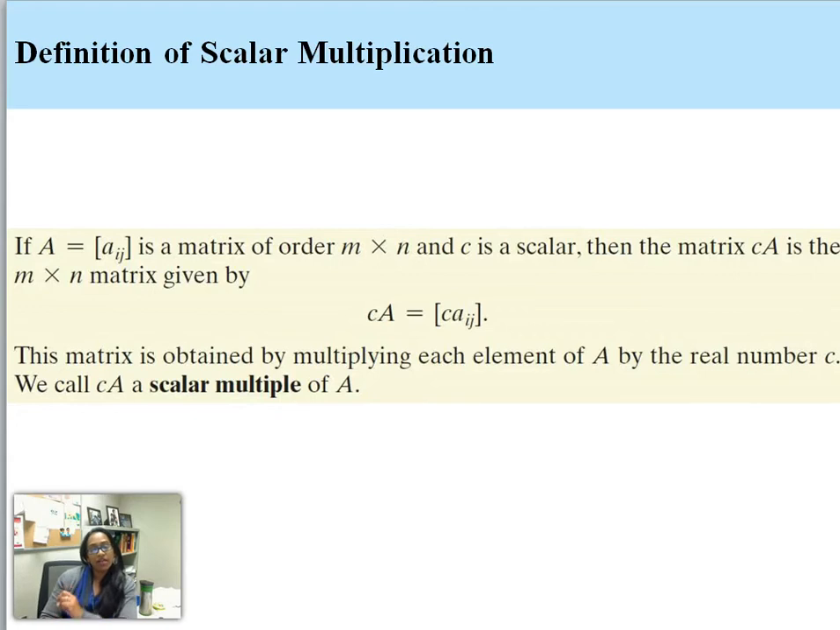So let's go ahead and look at a definition of scalar multiplication of matrices. If A is a matrix of order m by n, and C is a scalar, then the multiplication of the scalar and the matrix is given by CA. So technically what we do is we take this scalar and multiply it with every element inside the matrix. Now let's go ahead and see what it means.